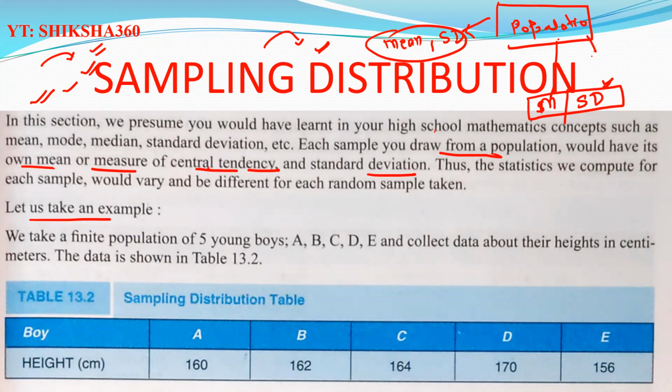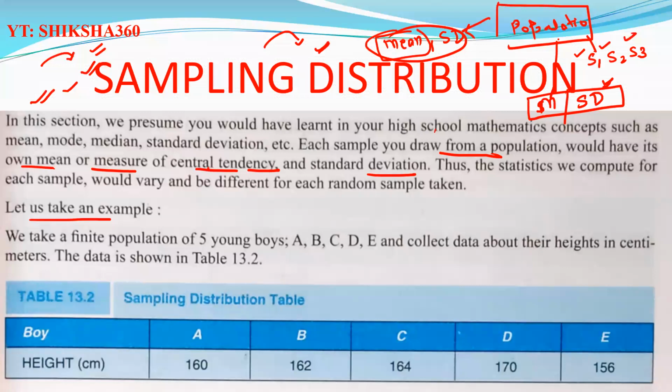From this population we will draw three samples: S1, S2, and S3. Here we will calculate the mean of the first sample, the mean of the second sample, and the mean of the third sample. We will take all the possible samples here and calculate their means.